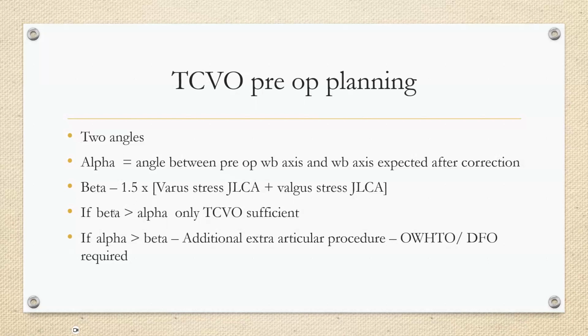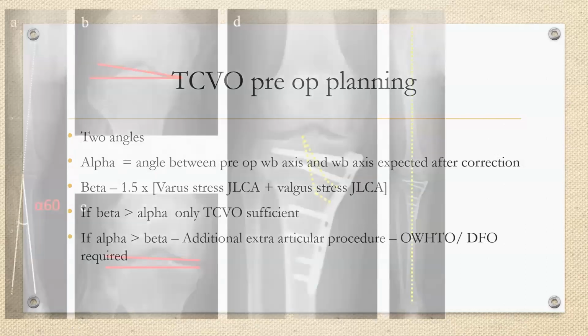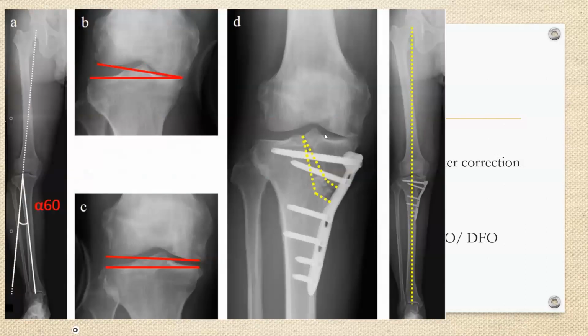So if the beta angle is greater than the required deformity correction angle, then the entire deformity can be addressed only with the intra-articular osteotomy. So only a TCVO is sufficient. However, if the required correction angle is greater than the beta angle, it needs an additional extra-articular procedure. Depending on the type of deformity, it can be either in the proximal tibia or the distal femur. Let me try to explain this better with two examples.